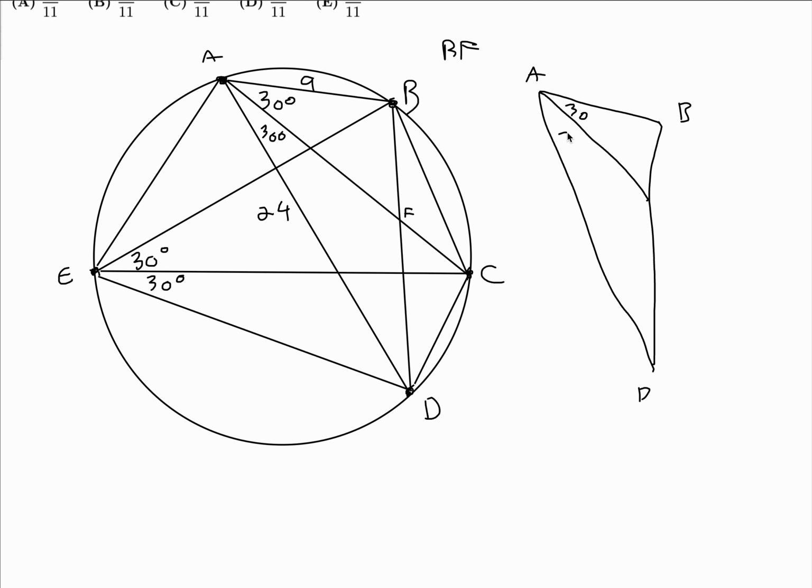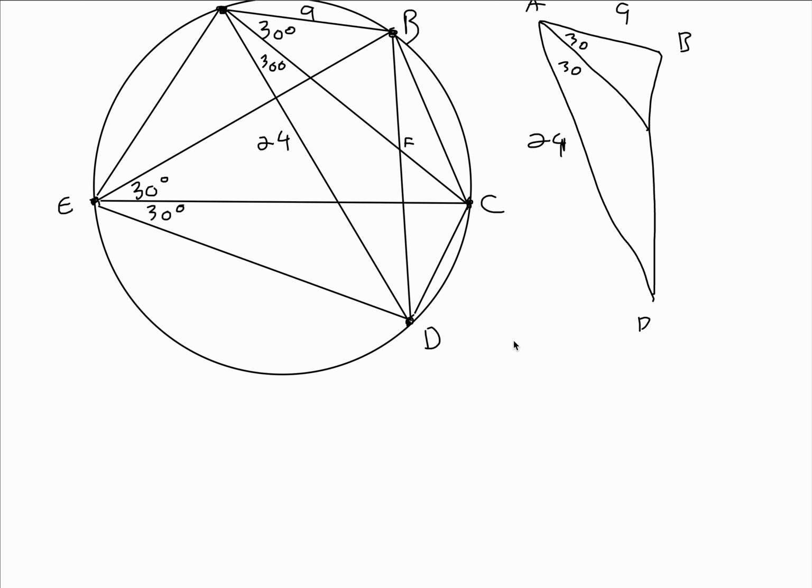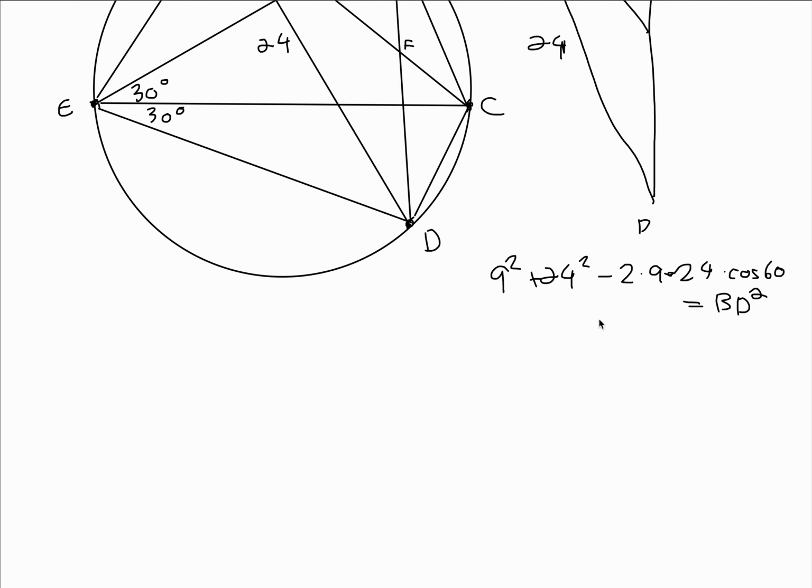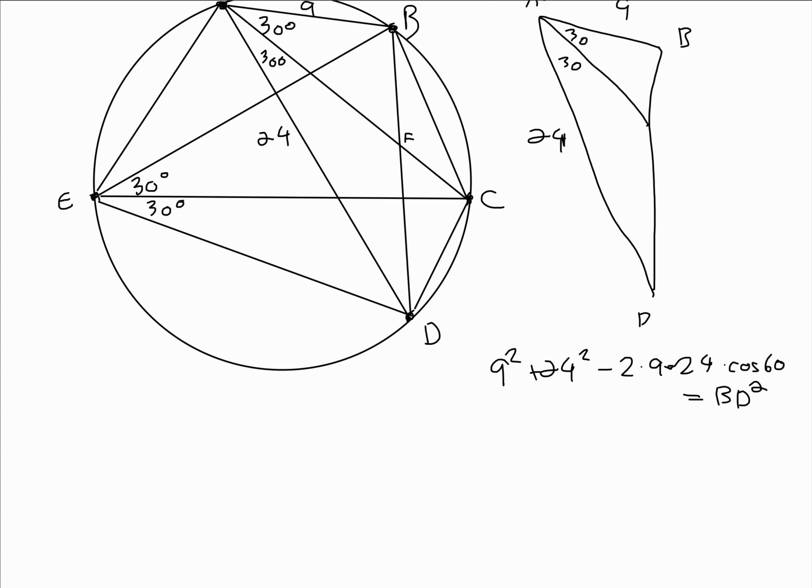We know this is 30. We know this is 30. We know this is 9. This is 24. And so let's just use law of cosines to find BD. So 9 squared plus 24 squared minus 2 times 9 times 24 times cosine of 60 degrees is going to be equal to BD squared. So let's just solve this. Or before solving this, I'll just take out a factor of 3 from everything. Let's just scale down everything by 3, because that would give us easier numbers.